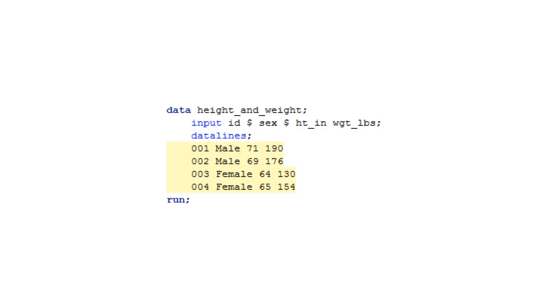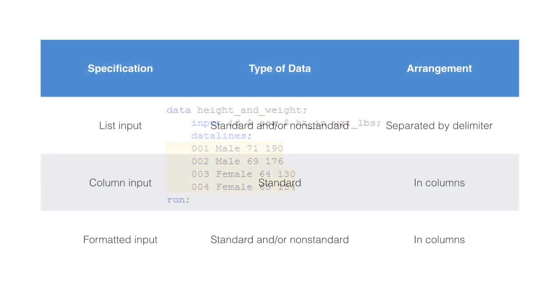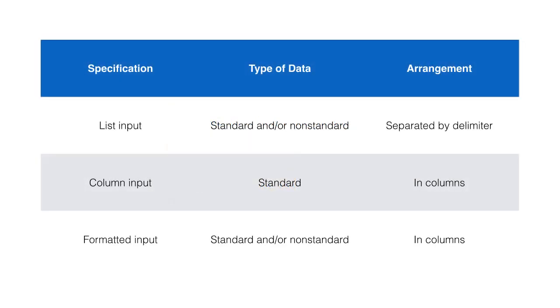When you read in data from a text file with values delimited by a single space, you use the input statement to tell SAS what variables to put in the dataset, just like you did with the in-stream data in the previous modules. The input statement shown here uses a list input specification for standard data. List input is one of three specifications you can use in the input statement. List input can describe standard or non-standard data, and delimiters must be used to separate the values. So what's the difference between standard and non-standard data?